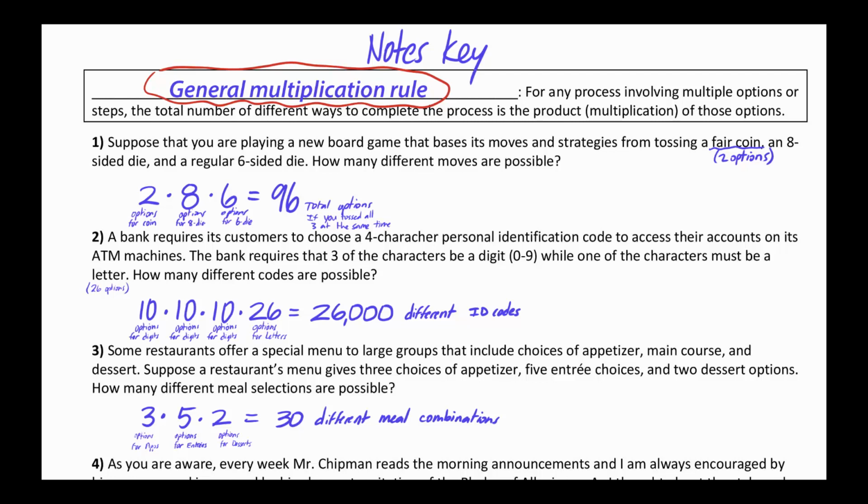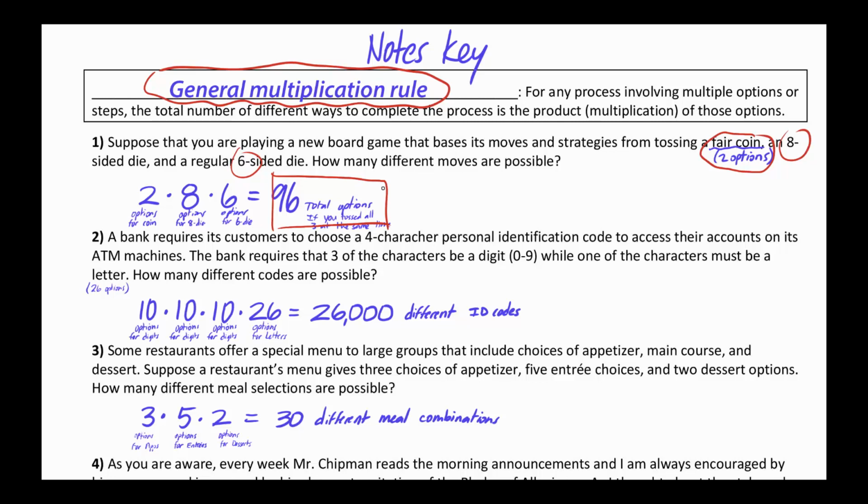So if we think about it, a fair coin has 2 options. Obviously an 8-sided die has 8 options. And then a 6-sided die has 6 options. So you just take those and you multiply them up. 2 times 8 times 6 is 96 total options. And again, that's if you're throwing them all at the same time. So for that question, if you just get 2 times 8 times 6 and you have 96 total options, that's great for your notes. Just so long as you can remember and you know what you're doing.